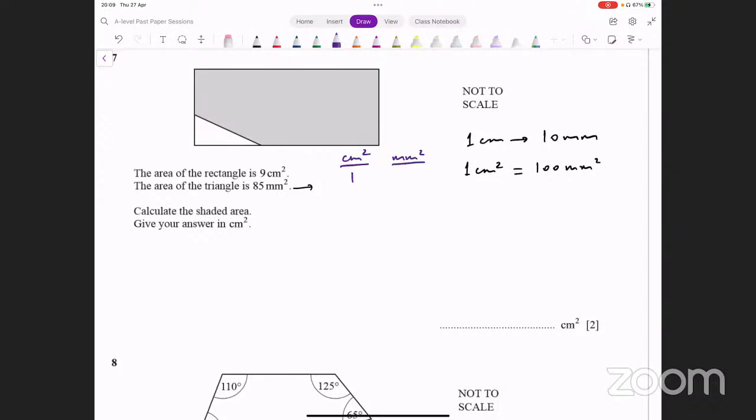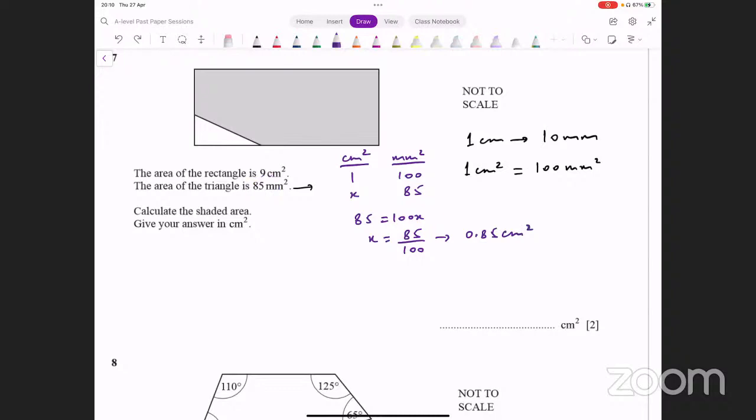Centimeter square में जो 1 unit होता है वो millimeter square में 100 होता है. तो millimeter में अगर आपके पास 85 है तो यहाँ पे centimeter square में कितना होना चाहिए? Let's figure that out first of all. Cross multiply कर लें, that gives you 85 equals 100 times x, and the value of x turns out to be 100 over 85. No, sorry, the other way around, 85 over 100. And what does that give us? That gives us 0.85 centimeter square. So जो area है triangle का, that is 0.85.